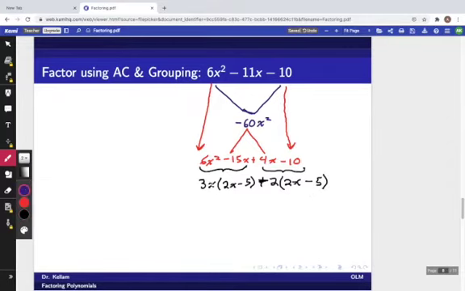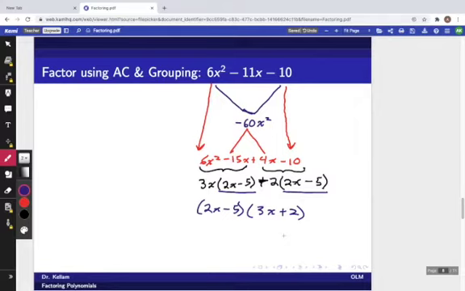And this is the beautiful part of this formation. This value is the exact same as that value, which means we can factor them out because they are the greatest common factor between this term and this term. And when we do that, we have 2x minus 5 times 3x plus 2. Okay. That is the AC and grouping.